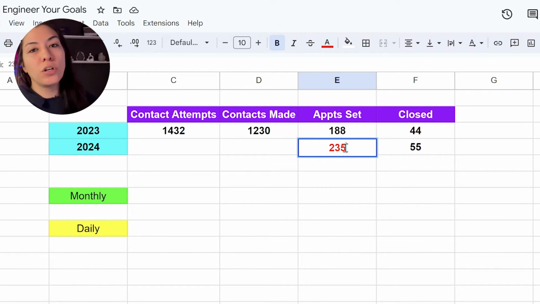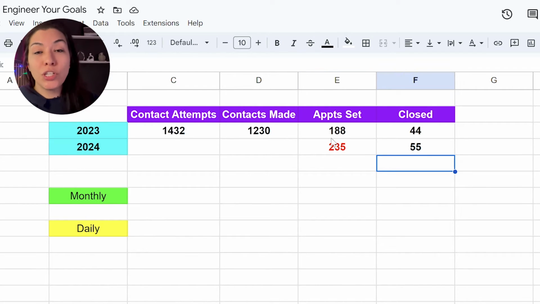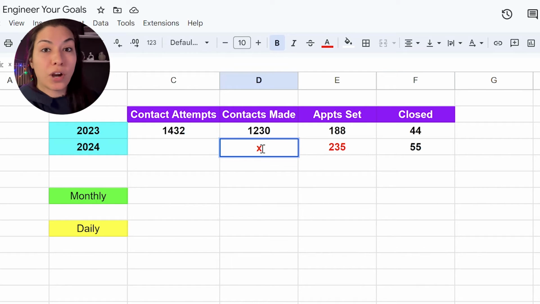Again, if you haven't tracked your numbers, just go ahead and use mine. It's something. At least you'll have some sort of reference. So now we're continuing to work our way backward, work our way left in this case. If it took me 1230 conversations, aka contacts made, to set up 188 appointments, and now my goal is 235 appointments, again, all we're doing is just solving for X.